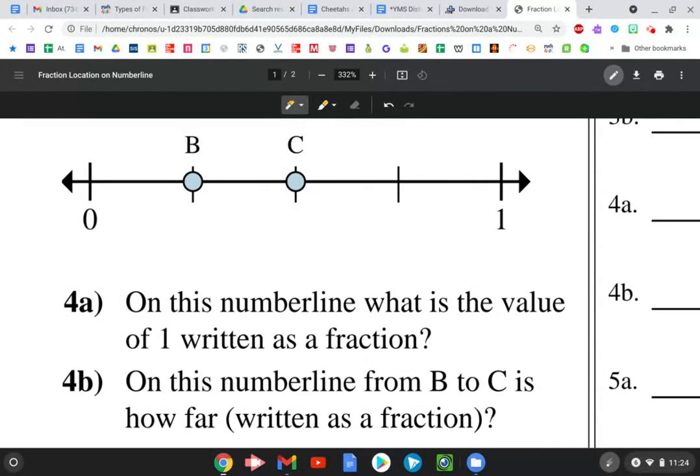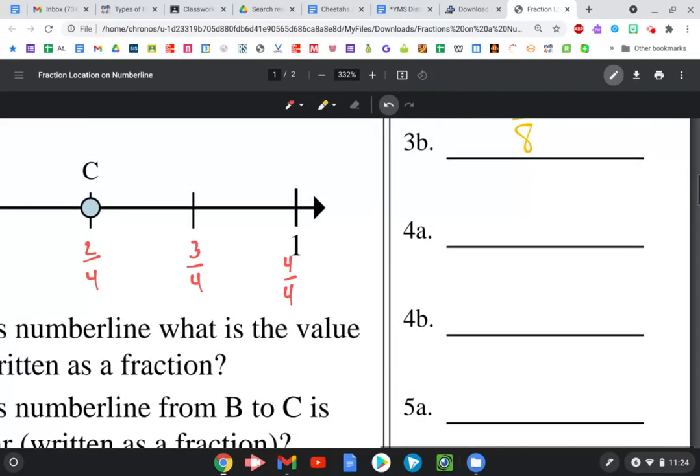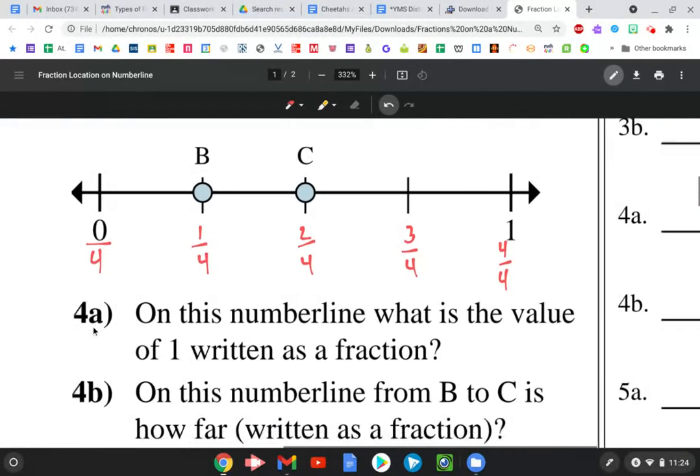Oh, well, do you know what we have to do in order to figure that out? That's right, we got to label this number line. Let's go ahead and do that. Let's use a different color. Let's see, I don't think I've used red yet. So let's see, we got to do 1, 2, 3, 4. Ooh, okay. So this is fourths, 0/4. And then we'll have 1/4, 2/4, 3/4, and 1 is 4/4. So the answer to 4A is 4/4. 1's value written as a fraction is 4/4 on this number line.